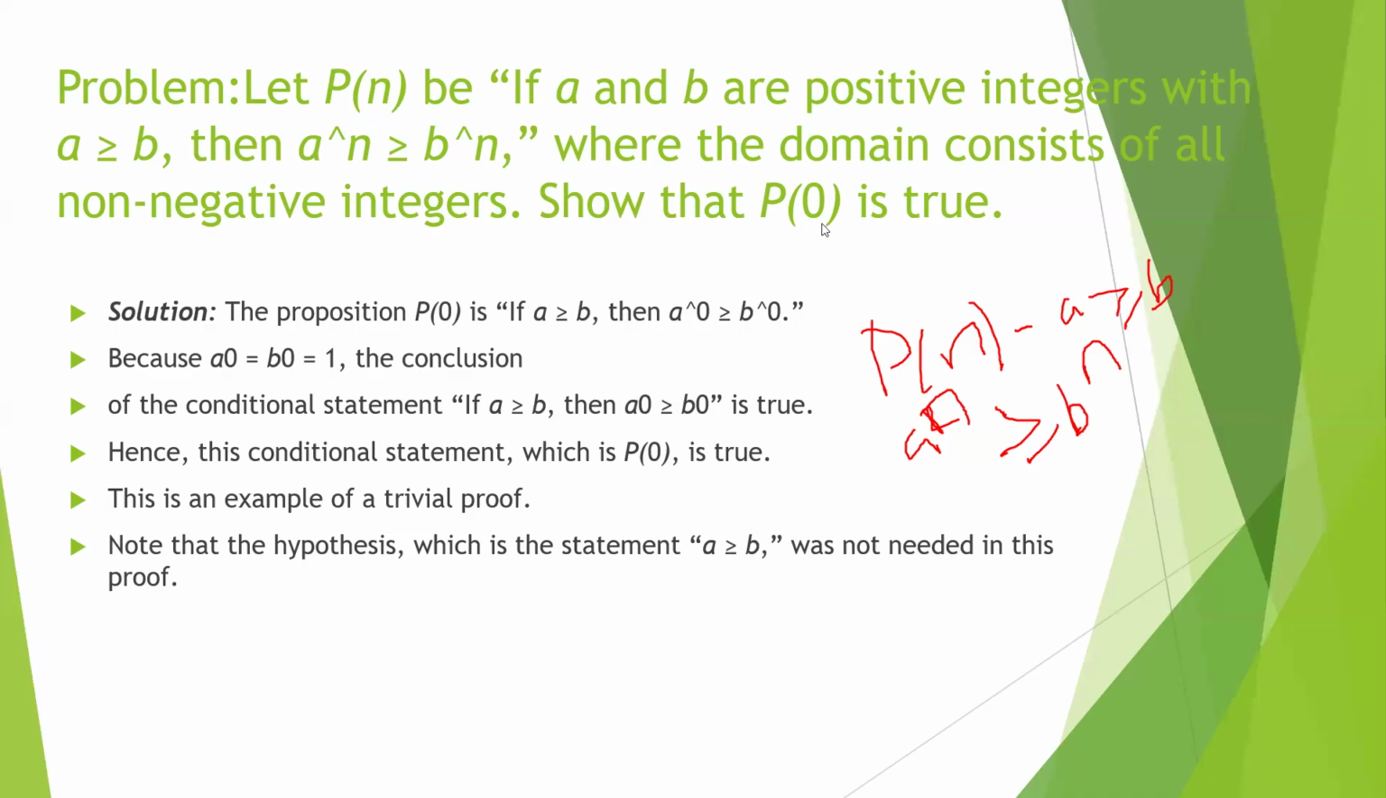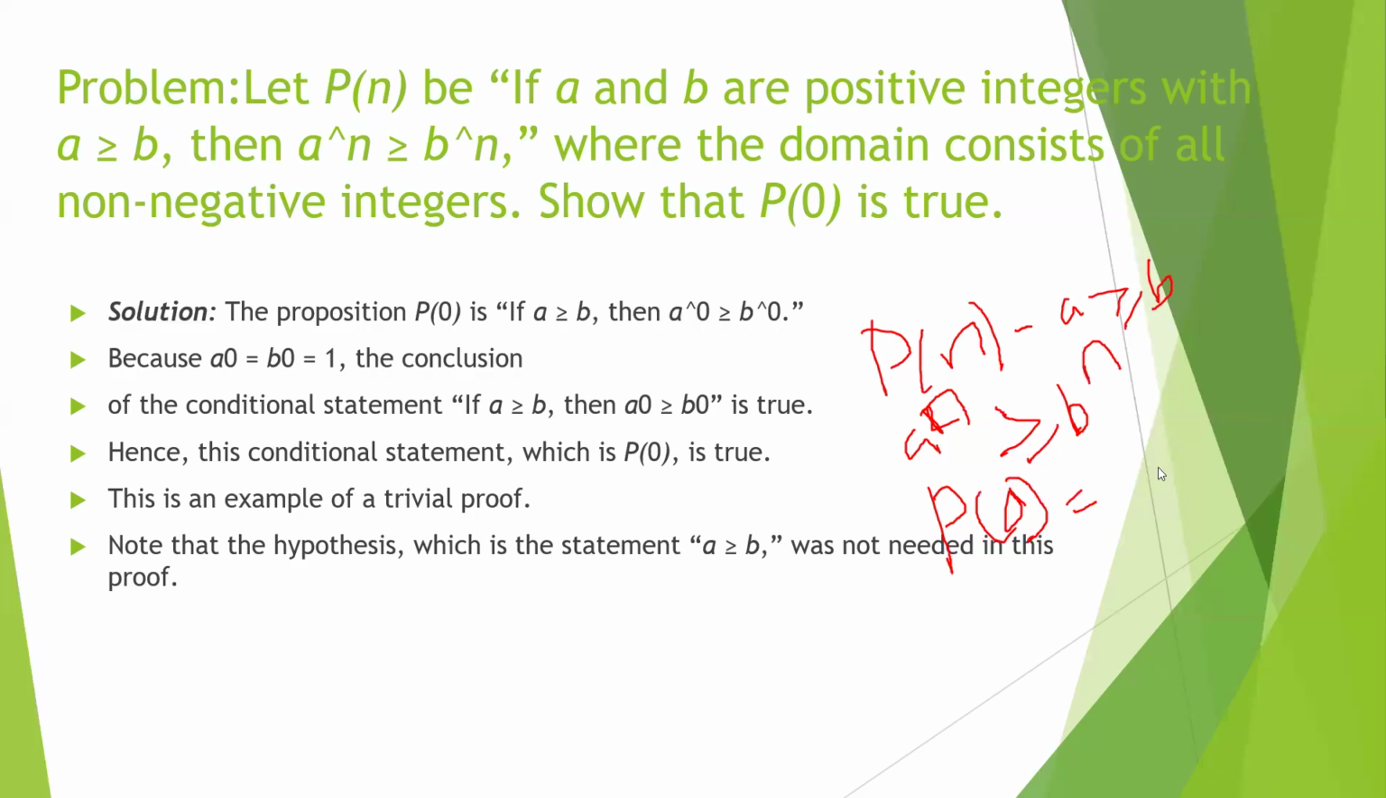Have to show that P of 3 is true or false. Okay. So it is true is what we have to prove. So P of n is given as A raised to n is greater than or equal to B raised to n. So just replace, what I have to show is P of 0. So replace the n with the 0.